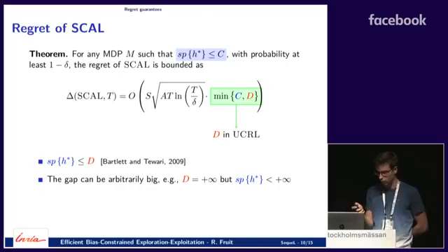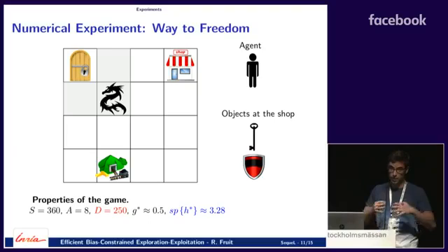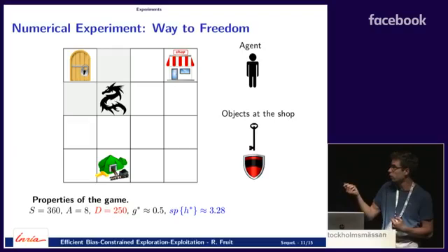Okay, so now we'll present experiments that validate the theoretical findings. The goal is to consider an MDP where the diameter is big, so that UCRL performs very badly. So here it's 250, whereas the span of H-star is very small, 3.28. And so we have a huge margin of improvement.